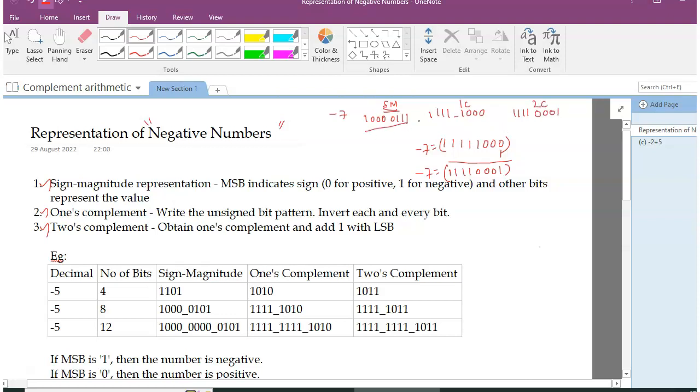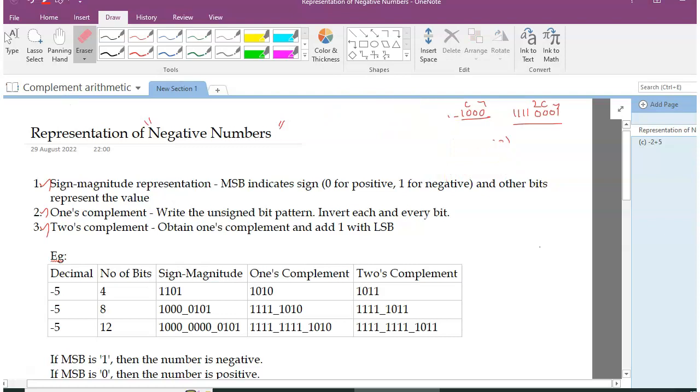So see, the bit patterns are different in these three representations if the number is negative. That's important. If the number is positive, then the bit patterns will be the same. So this is the way to obtain the 1's complement and 2's complement of the negative numbers. 1's complement and 2's complement are used widely, so pay attention to this.